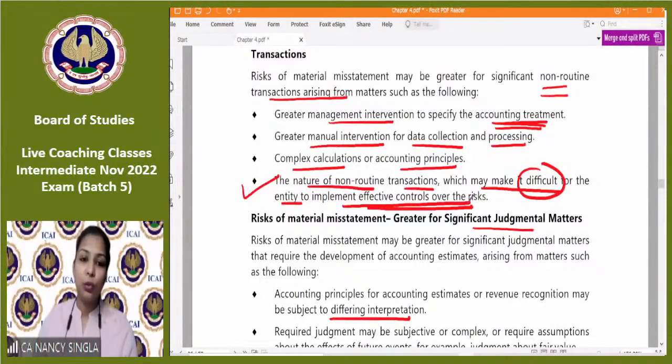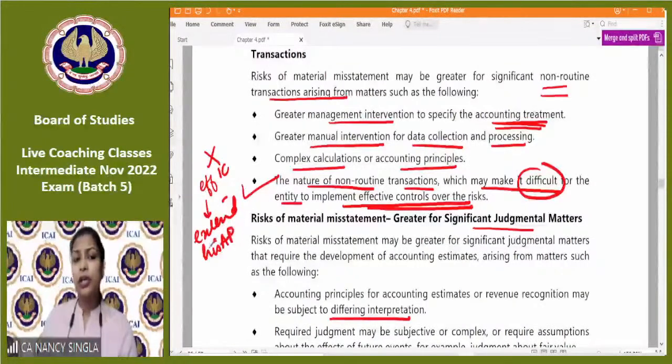And what will the auditor do? If effective internal control has not been implemented, will the auditor mention this in the audit report? No. What will the auditor do? He will first of all extend his work. He will extend his audit procedures. Effective internal control is not there, so I'll extend my audit procedures. I'll do a detailed checking. I'll check this transaction from the very beginning till the end. Accordingly, the auditor will plan his audit procedures. So Karthik, are you able to understand?